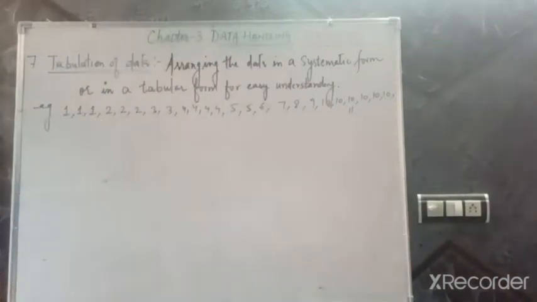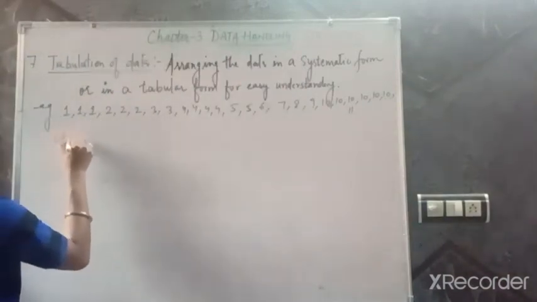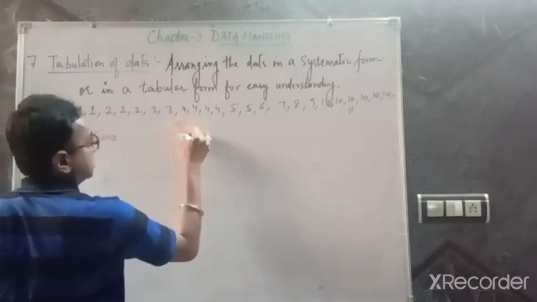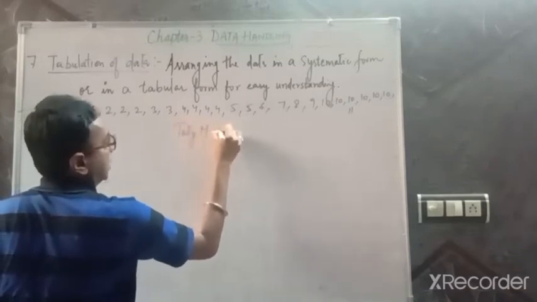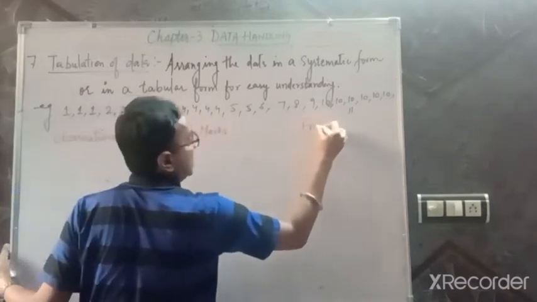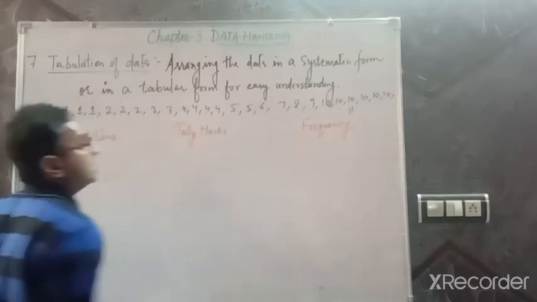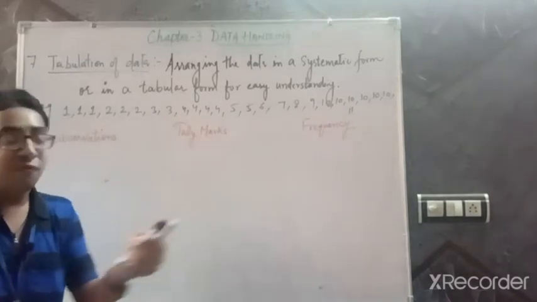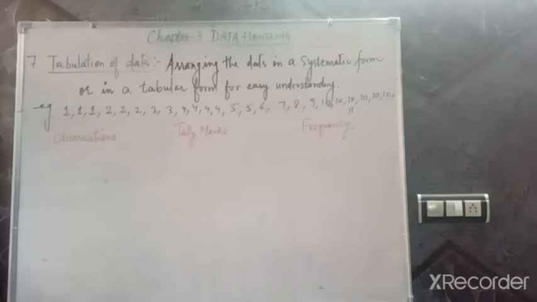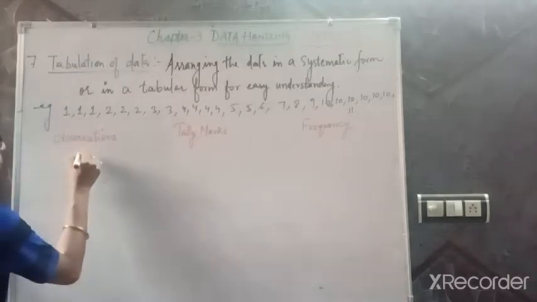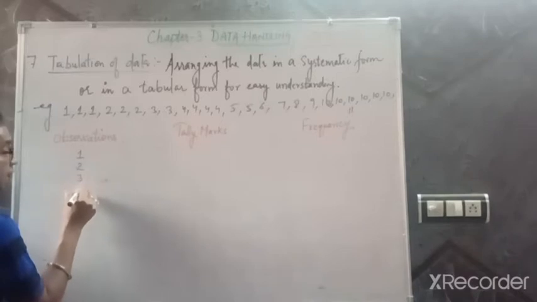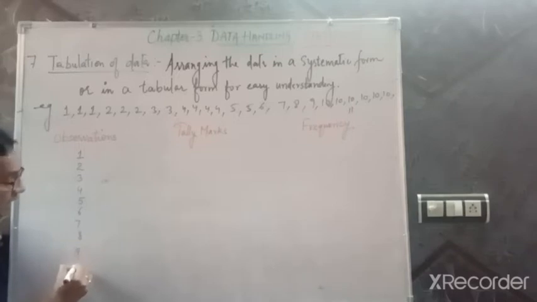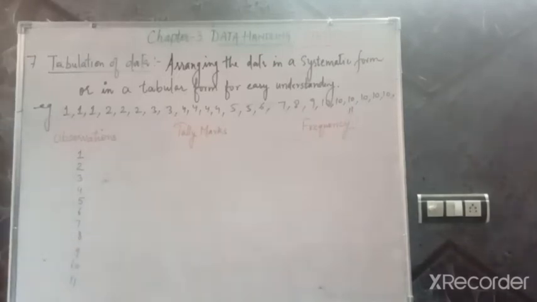We'll make 3 columns first. The very first column includes observation. Second, tally marks. Third, frequency. So whenever you have to make any frequency distribution table, you will make these 3 columns: observation, tally marks and frequency. Now what are the various observations you see? You'll see 1, 2, 3, 4, 5, 6, 7, 8, 9, 10 and 11. This is what the observations are.